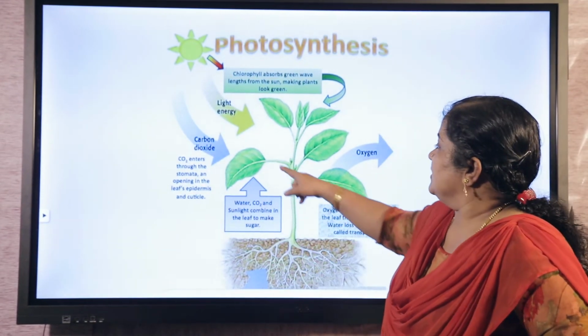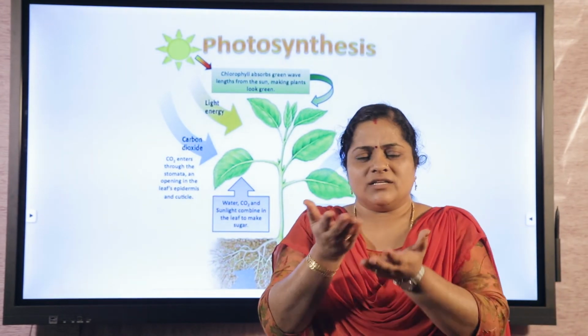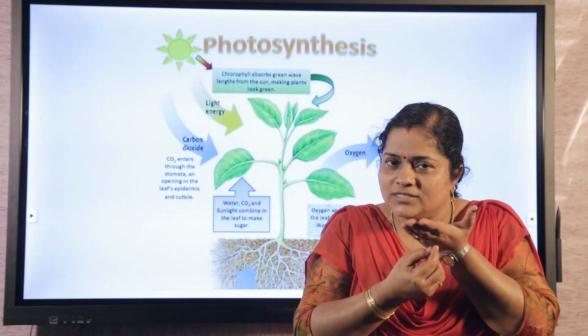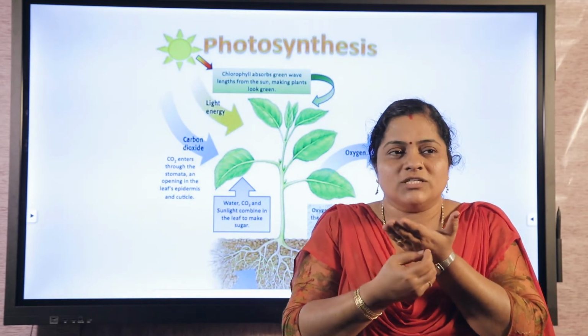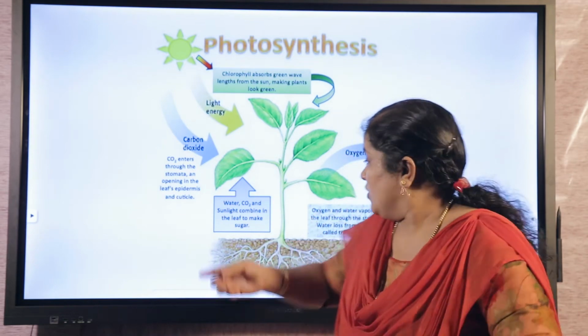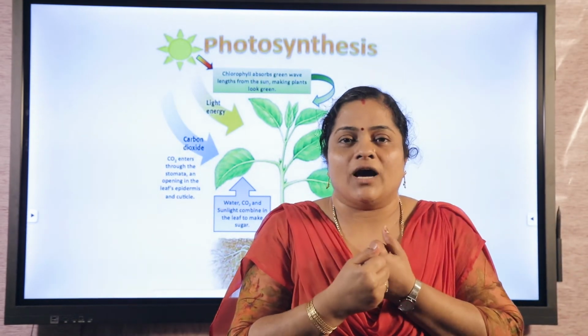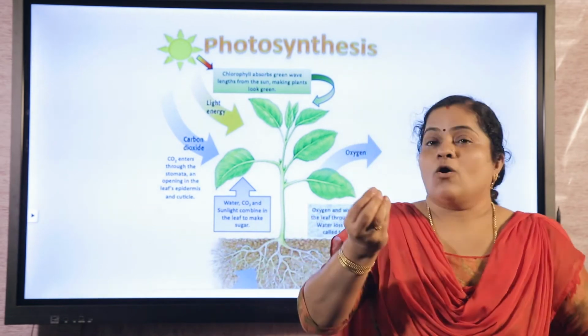And see, I already said that there are small tiny openings on the underside of the leaf, that is called stomata. Through this stomata, exchange of gases happens. At the time of this process, these plants are taking in carbon dioxide and releasing oxygen.